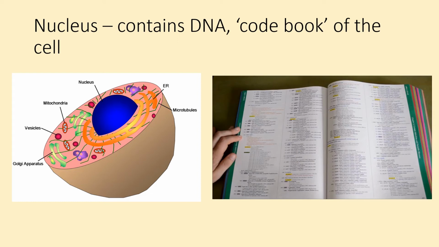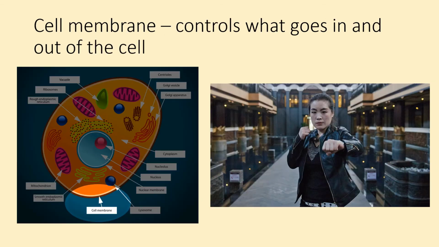So for that reason, I prefer the analogy of the code book to the analogy of the brain. And there's also a little English and science crossover there, because the word analogy means when you're describing something as being like another thing. So I'm saying that the nucleus is like the code book of the cell rather than like the brain of the cell.